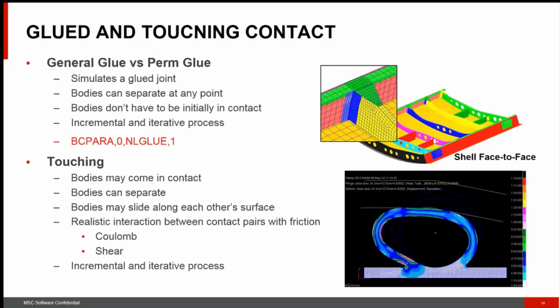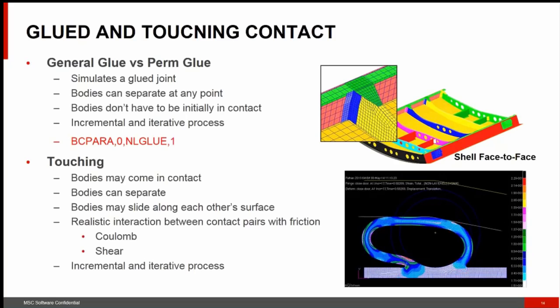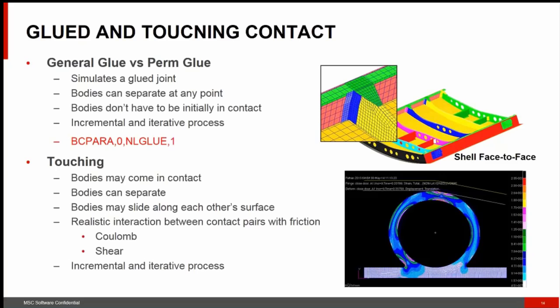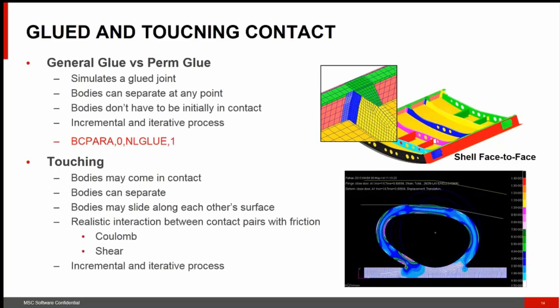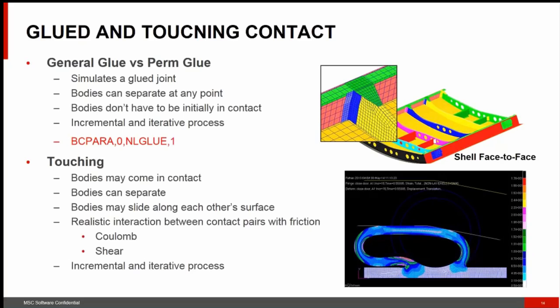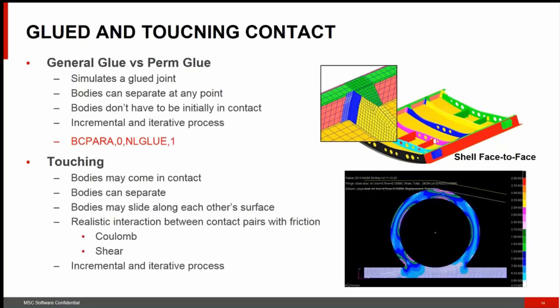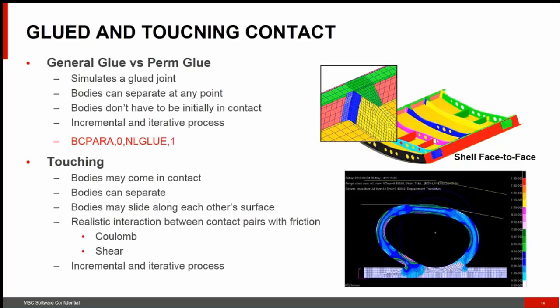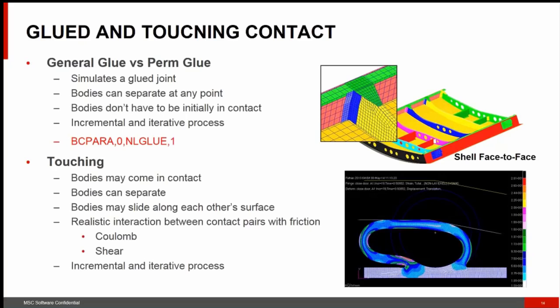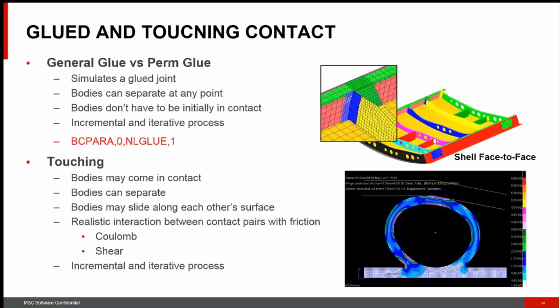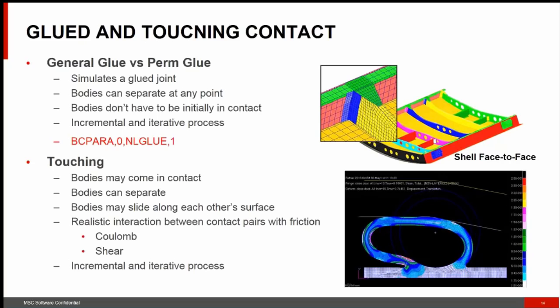So in general, for other solutions, let's say normal modes, linear buckling analysis or frequency response solutions, only the permanent glue is available, not the general glue, not the touching contact. Now, although the touching and the general glue are available in solution 101, it's important to note that the only source of nonlinearity in that solution is contact. So no large displacement or rotations or material nonlinearity are available.